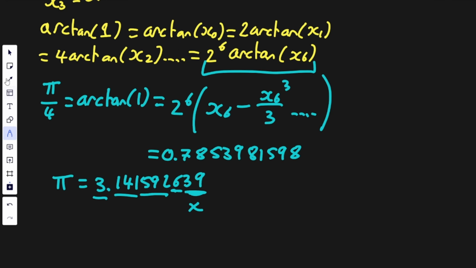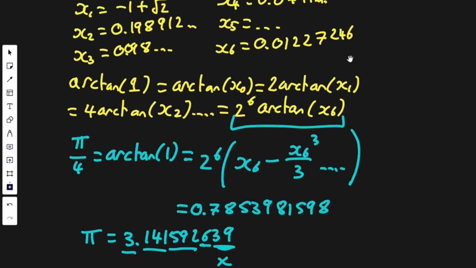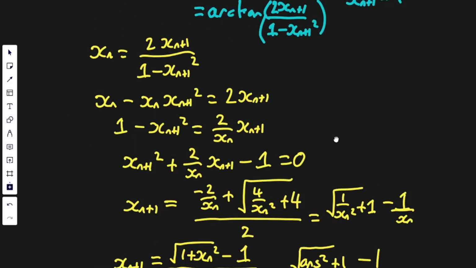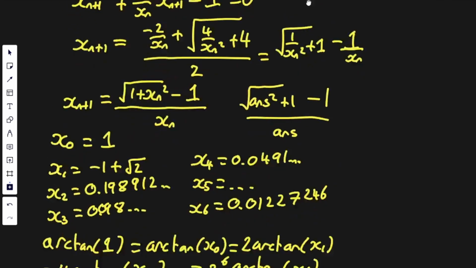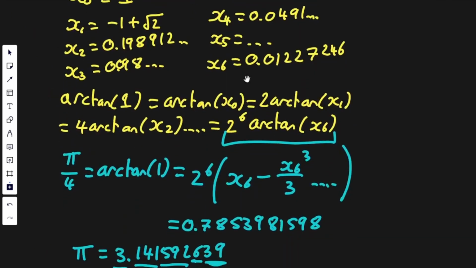But nevertheless, all we've done is using quadratics and a recurrence relation, we've found the value of pi to pretty good accuracy.